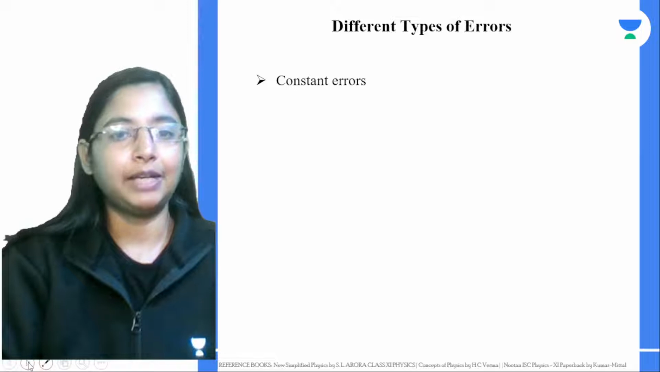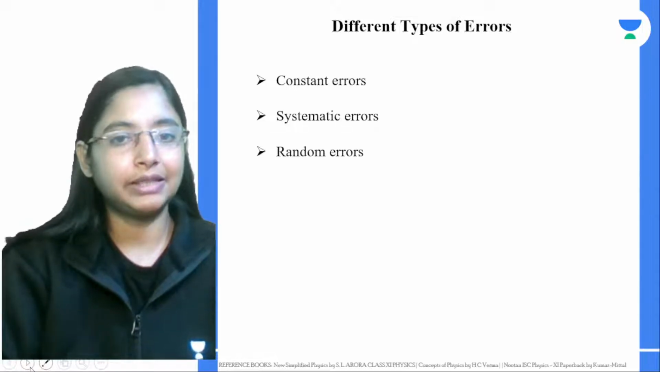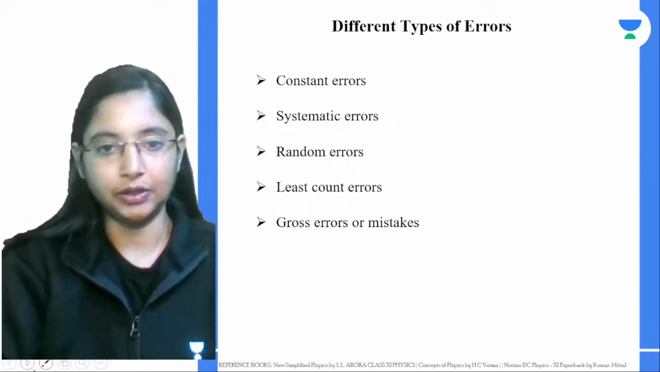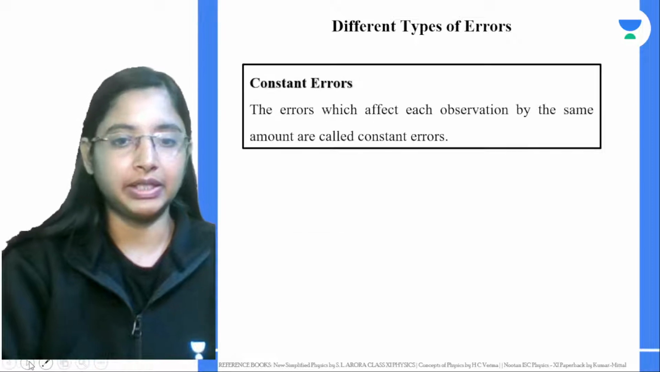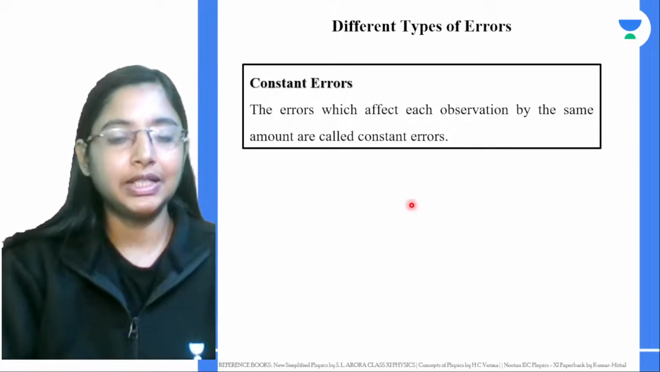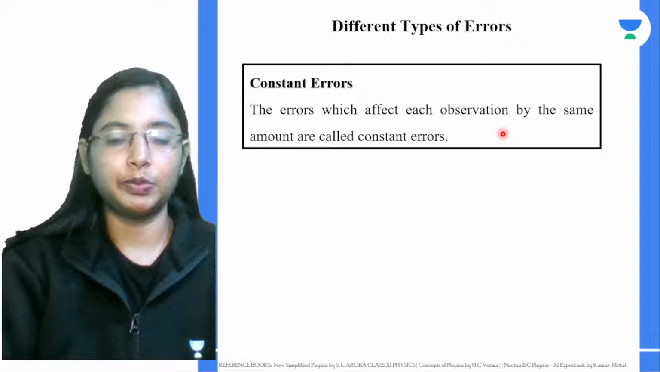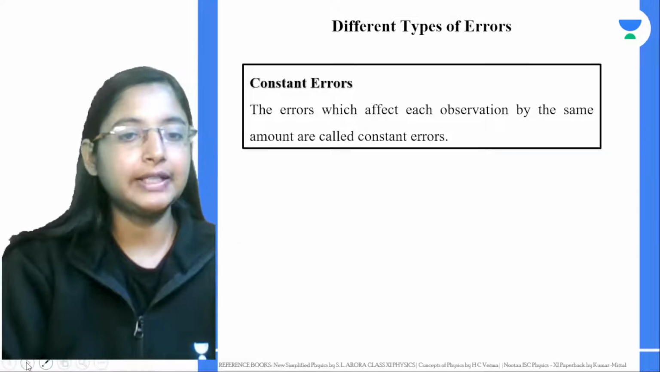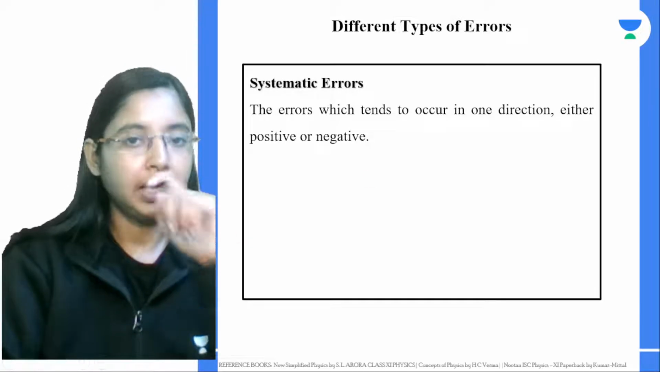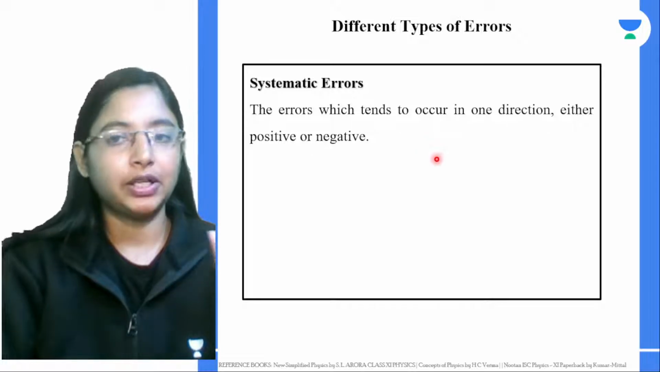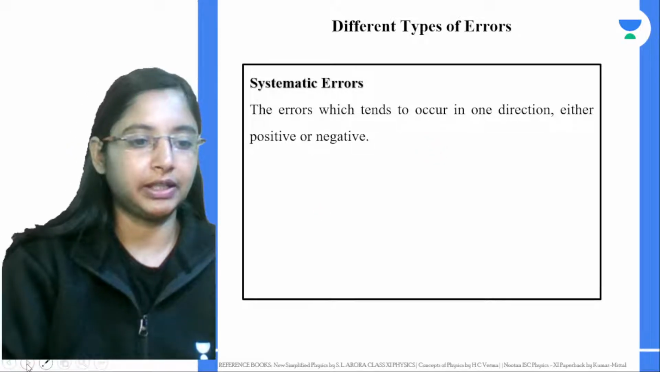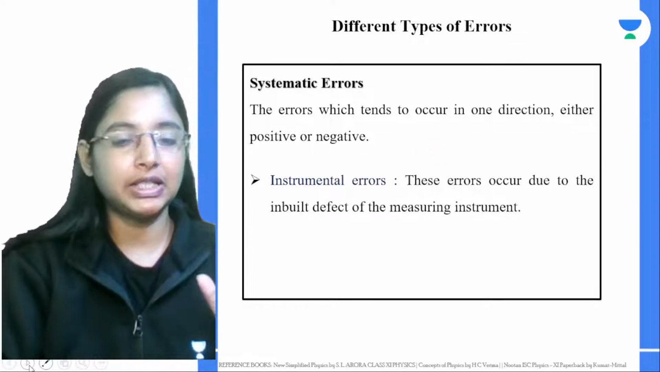Now, different types of errors. We have constant errors, systematic errors, random errors, least count errors, and gross errors or mistakes. We have done all of these. Constant errors affect each observation by a small amount. We have done this in the previous class lectures. You can check that. And systematic errors tend to occur in one direction. There are different types of systematic errors. One is if there is an error in the instrument.